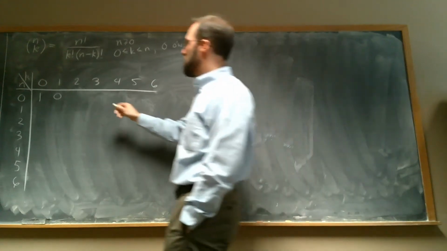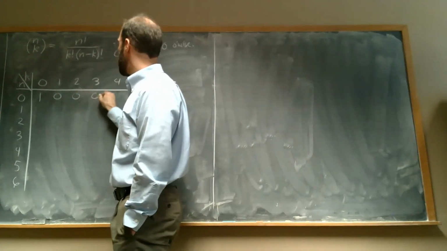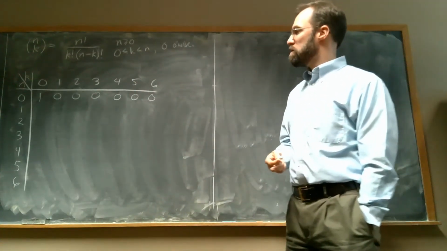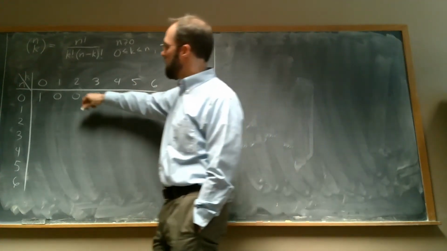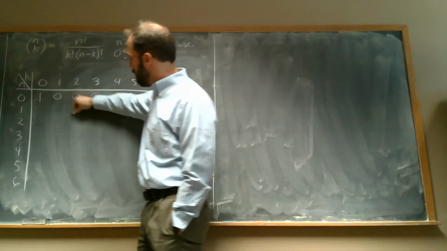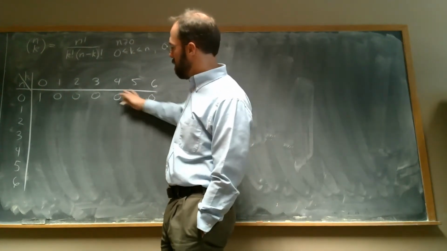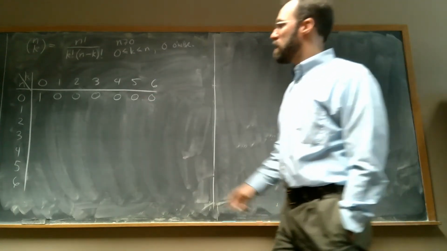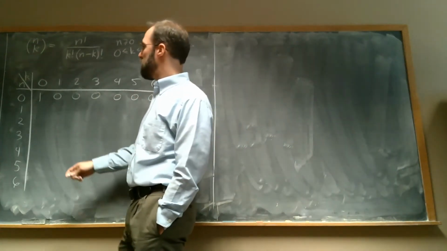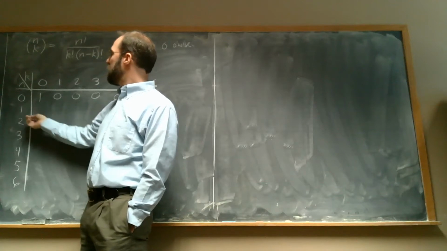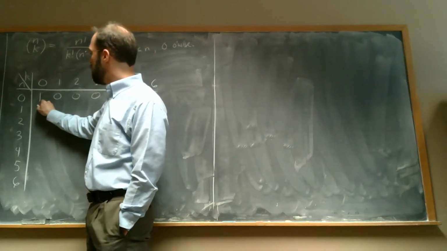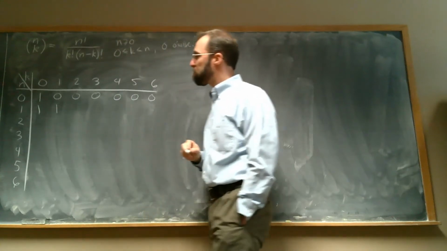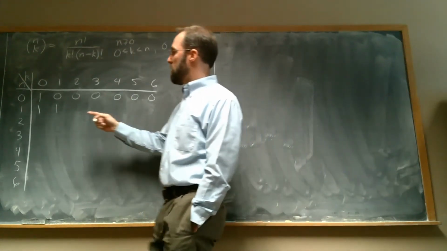Okay. So these are all going to be 0. And I'm not, in general, going to fill in all the zeros. So basically, we're going to end up with this triangle up here. These are all the values where k is bigger than n, and those are all going to be 0. Okay, so let's focus on filling in the ones down here. So when n is 1, if k is 0, I get 1. And if k is 1, I also get 1.